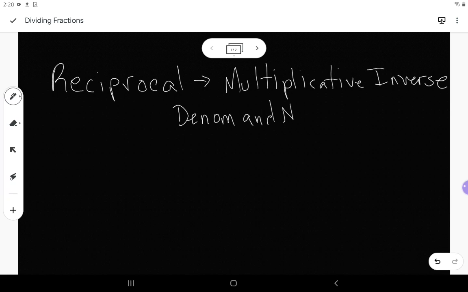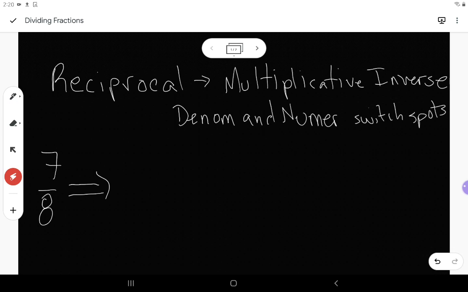So this is what we call the reciprocal, okay? The denominator and the numerator switch spots. Here's what it would look like. If I had the fraction 7 over 8 and I wanted to find the reciprocal, I take my 7 from the numerator and move it to the denominator, and take the 8 from the denominator and move it up to the numerator. It's kind of like the fraction flips around and does a handstand. What was on top moves down and what was down moves up. So the reciprocal would become 8 over 7.